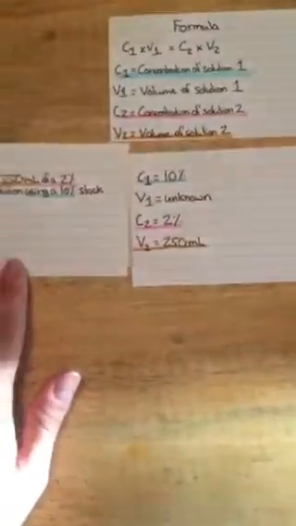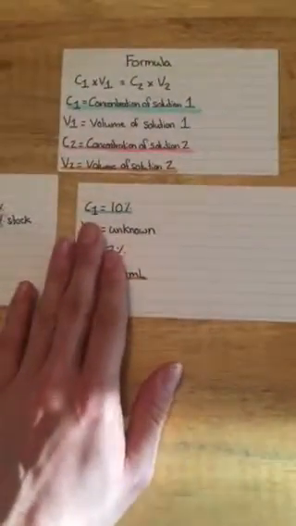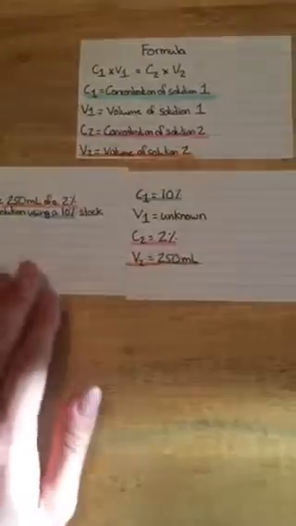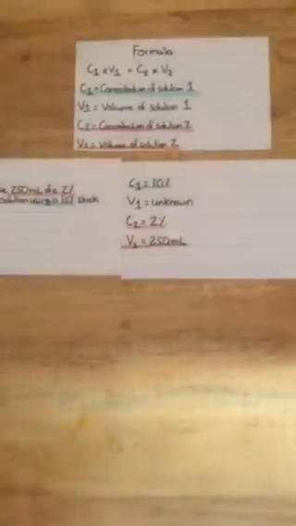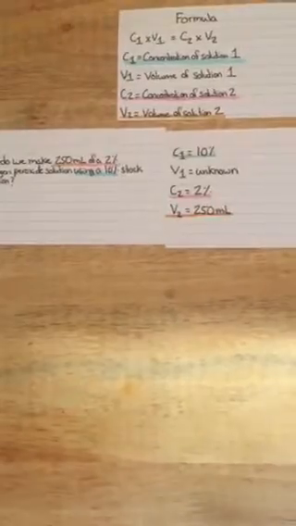Okay, so we know what we need to make is 250 milliliters of a 2% solution, but what we have is a 10% solution. So we're going to take our formula and break it down. Our C1, which is going to be our first concentration in the problem, is going to be 10%. The volume, our V1, is currently unknown. That's what we're trying to figure out. Our concentration, our C2, is 2%. That's what we need to make. And our V2, our volume 2, is we know we need to make 250 milliliters.